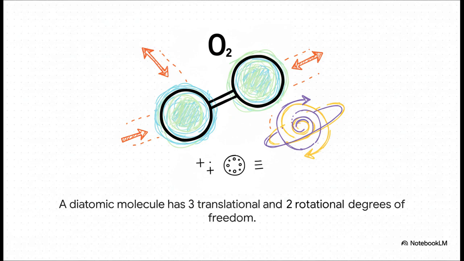Think of it like a little dumbbell. It can still move left-right, forward-backward, and up-down, so that's 3. But it can also rotate. It can tumble end over end, and it can spin like a top. That gives it 2 extra ways to store energy. So 3 plus 2 gives it a total of 5 degrees of freedom.